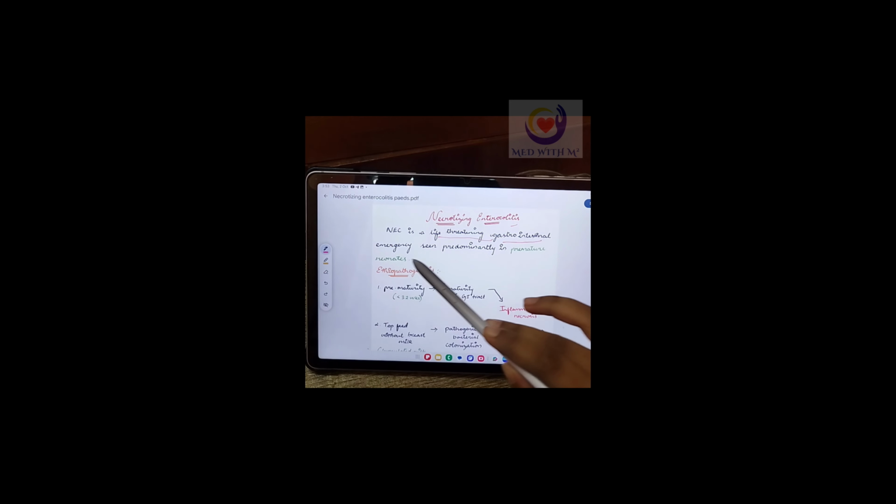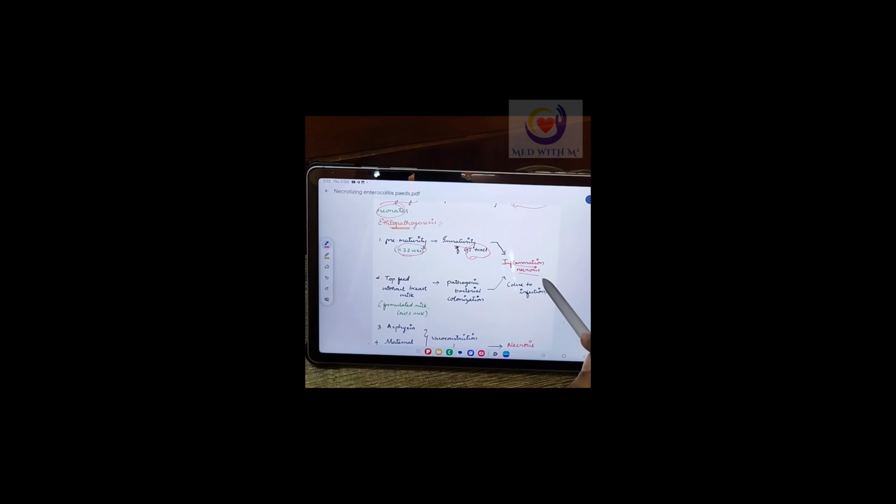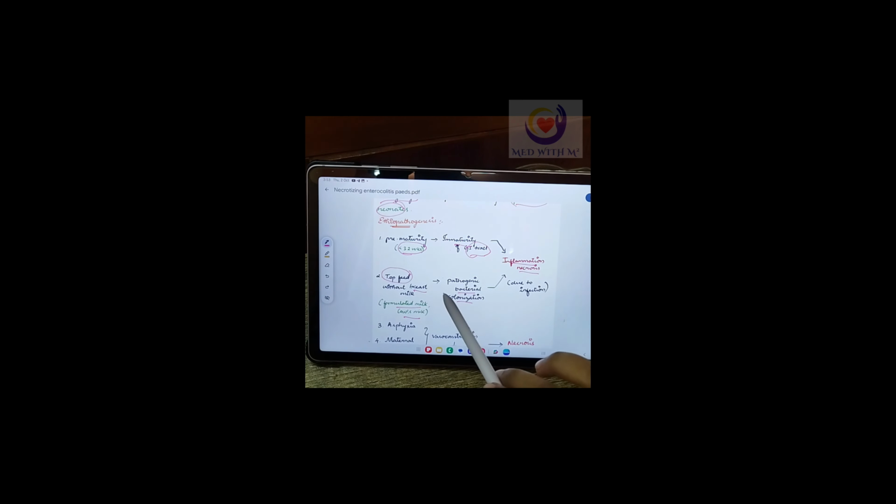Etiopathogenesis. The first and most important one is prematurity, less than 32 weeks. There will be immaturity of the GI tract, which will cause inflammation and necrosis. Top feeds, feeds other than breast milk, such as formulated milk and cow's milk, contain bacterial colonization. Due to lack of breast milk, the patient has less immunity. Due to this infection, it causes inflammation and necrosis.